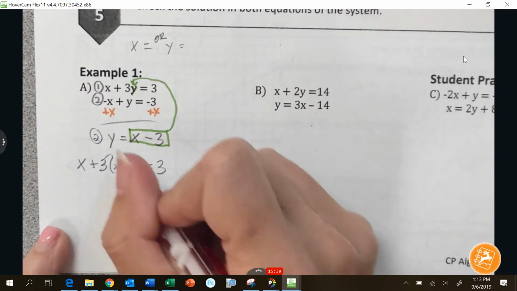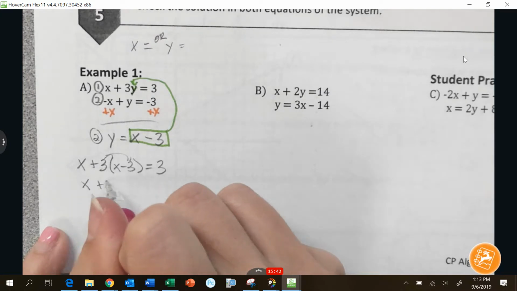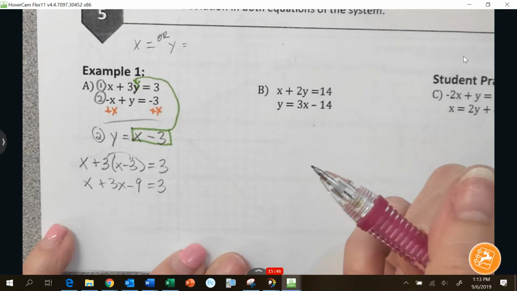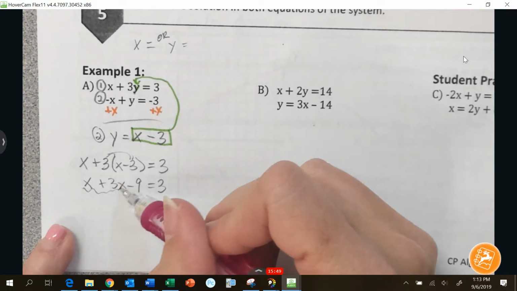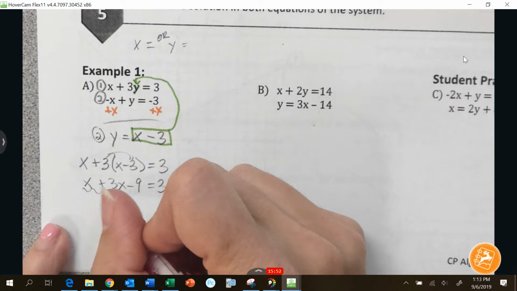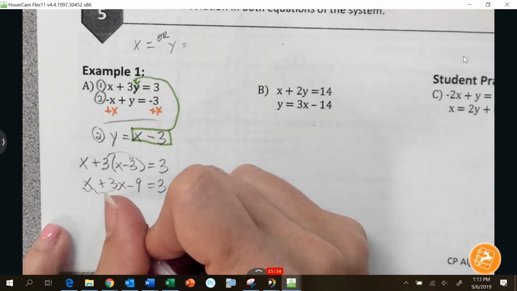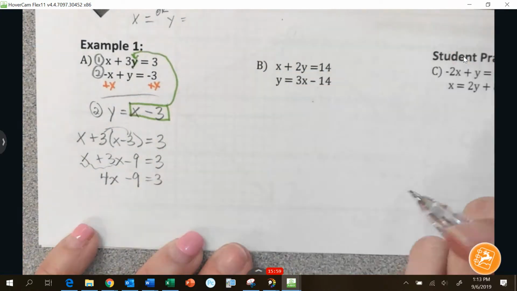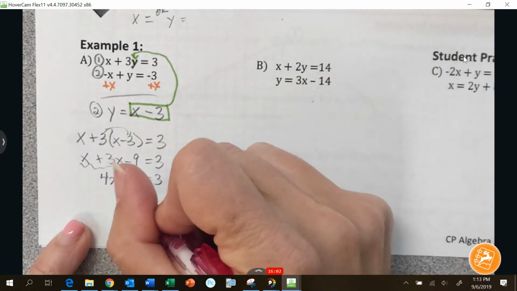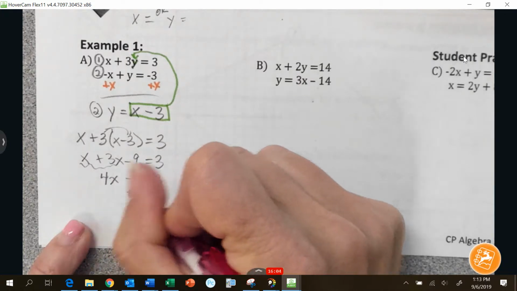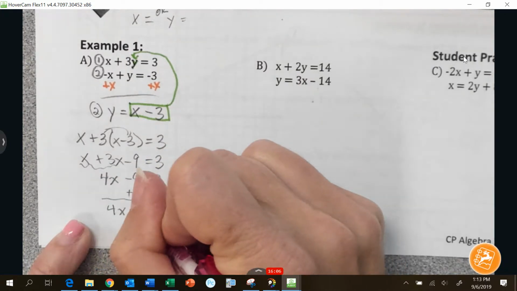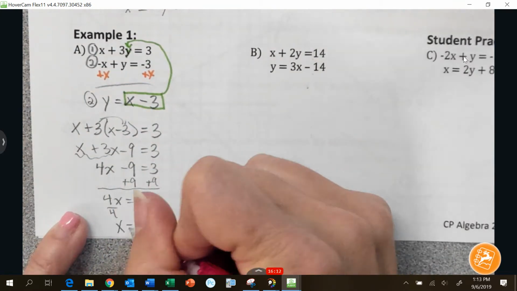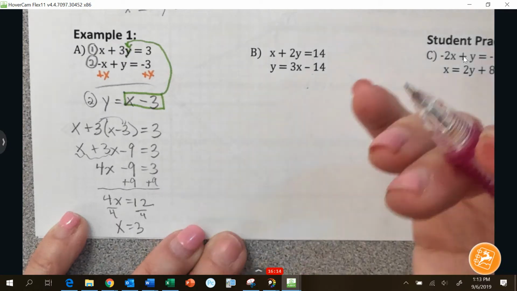Now I'm going to distribute to get rid of that parenthesis. We'll have x plus 3x minus 9 equals 3. You're going to combine like terms. X plus 3x is how many x's? X plus 3 more x's is 4 x's minus 9. And I'm going to add 9 to both sides. We're solving for x. 4x equals 12. Then I'm going to divide by 4. I get x equals 3. And I solve for x.